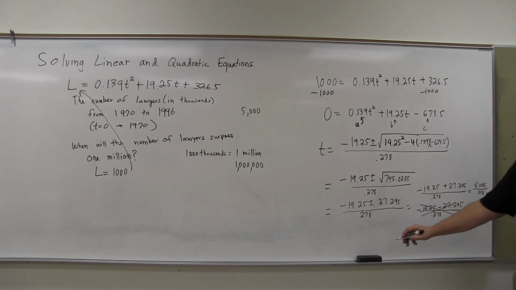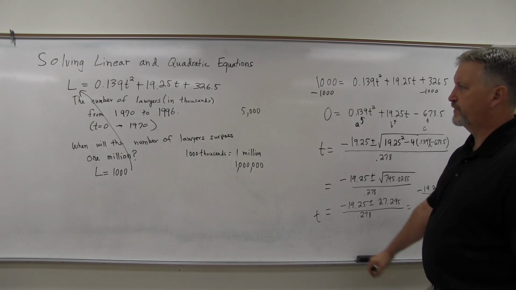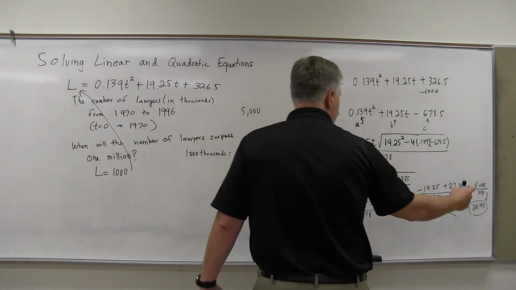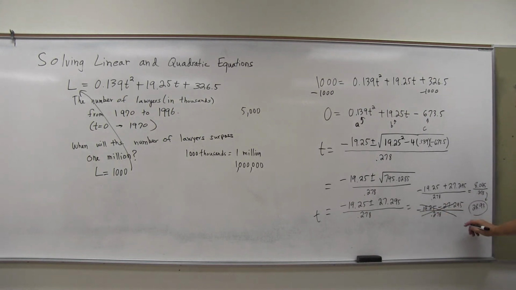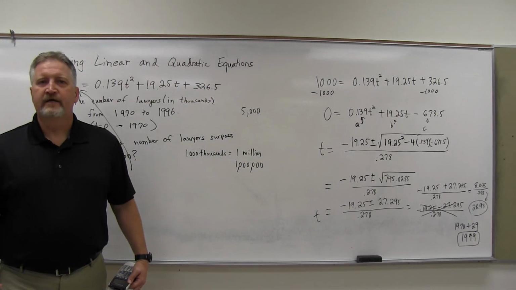So my T is what I've found here. T is 28.93. What would that mean as far as the year goes? Well, the year starts in 1970. 28.93, so I better add 29, right, to the 1970. So that'd be 1999. All right. Questions, concerns?